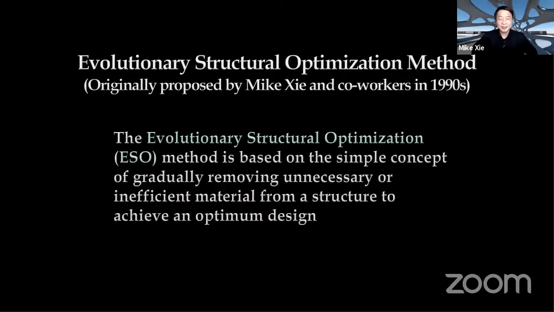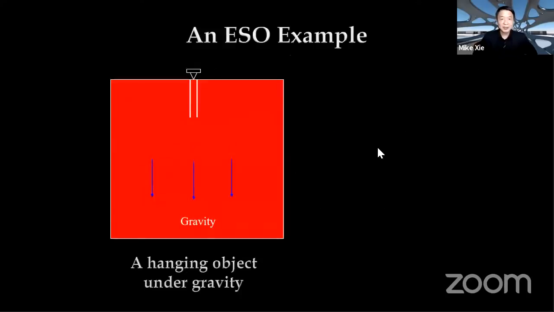So if you want to design a better structure, you can actually start from any design and do some simple analysis to see which part of the structure is inefficient. And by gradually removing the inefficient parts, what's left behind would be a better and more efficient structure. And it turns out to be elegant as well in most cases. I'll give you a very simple example to explain the idea of the ESO method. So if we want to design a better structure for a given boundary condition, we fix one point at the top and apply the gravity. We want to know what would be the best shape to satisfy these given boundary and loading conditions.